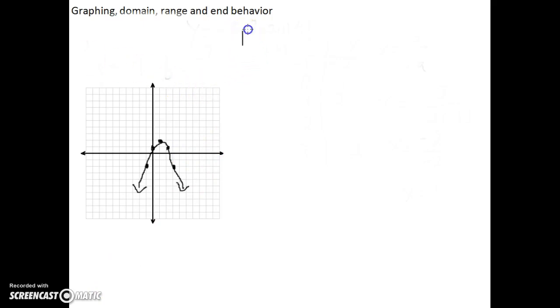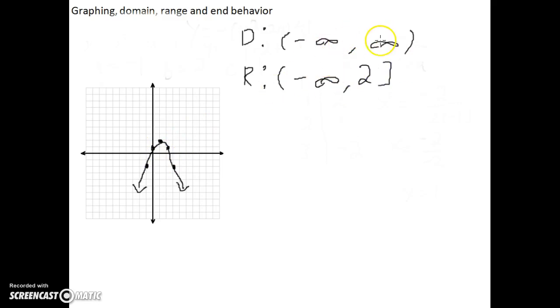Domain is really easy for these because domain is always going to be the same. Domain is any x value we want. So negative infinity to infinity. Range, since this is opening down, our lowest value is going to be negative infinity because it just keeps going down on the y-axis. So we go from negative infinity up to our highest point, which is our vertex, which is 2. So domain negative infinity to infinity, range negative infinity to 2, close bracket since we can use it.